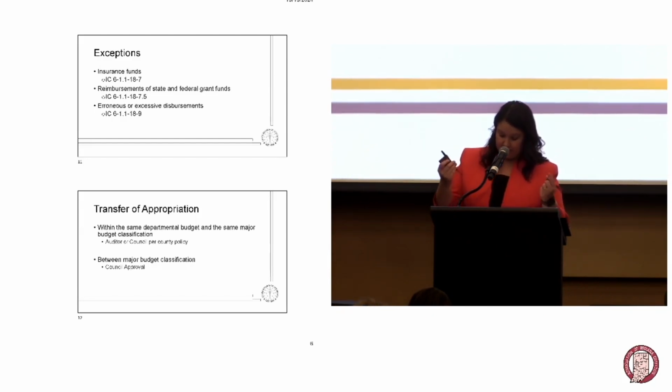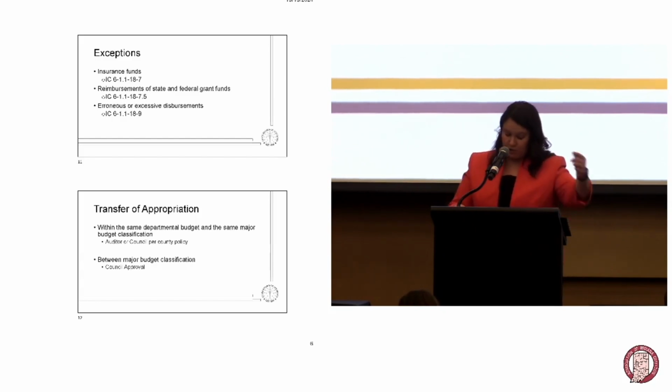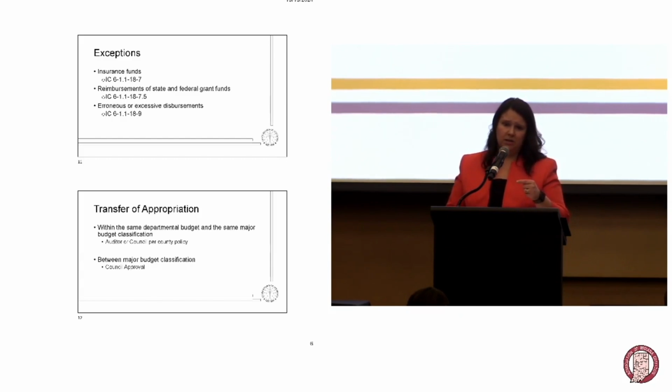When the transfer of appropriation is from one major budget classification to another within the budget, this requires approval of the council. The auditor cannot make this transfer without council approval. An example of this would be a department within the general fund wants to transfer appropriation from one line within the supplies to personal services. I feel like I kind of messed that up, or I missed a line.